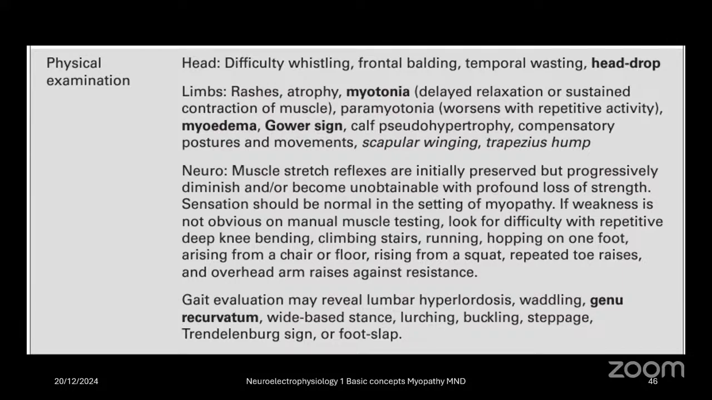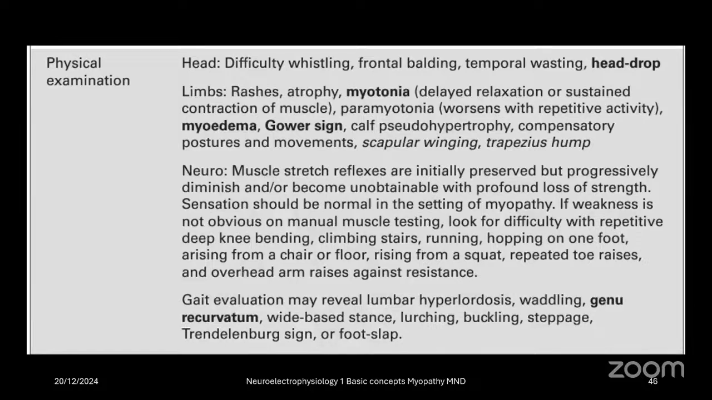In the limbs, you look for rashes, atrophy, myotonia. If you don't look for myotonia, many a time you miss the case. So myotonia examination is very important. We have seen this happen in our OPDs also. People don't look for myotonia, and they are going to miss the case. Look for delayed relaxation or delayed contraction of muscles, paramyotonia that worsens with repetitive activity, myoedema, Gower sign, calf pseudohypertrophy, and some compensatory postures and movements, scapular winging, trapezius hump, and EDB prominence in the lower limb. You invert the foot and look for EDB, which is a characteristic feature of myopathies and muscular dystrophies.